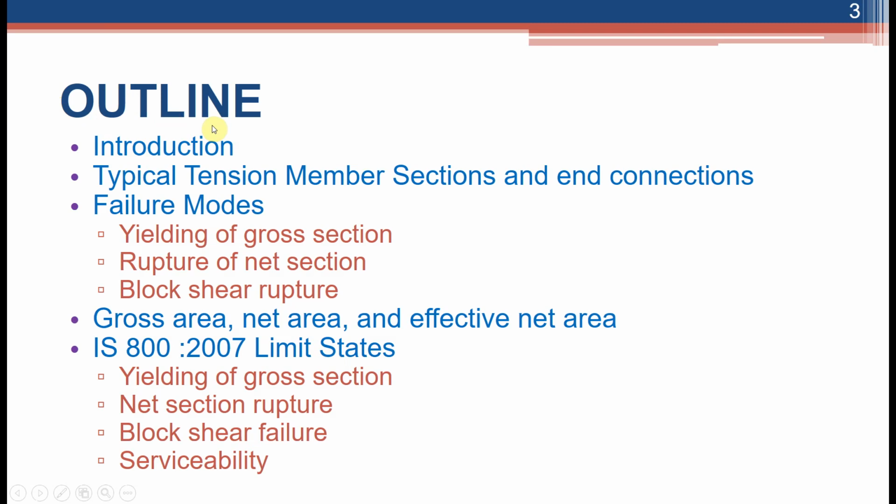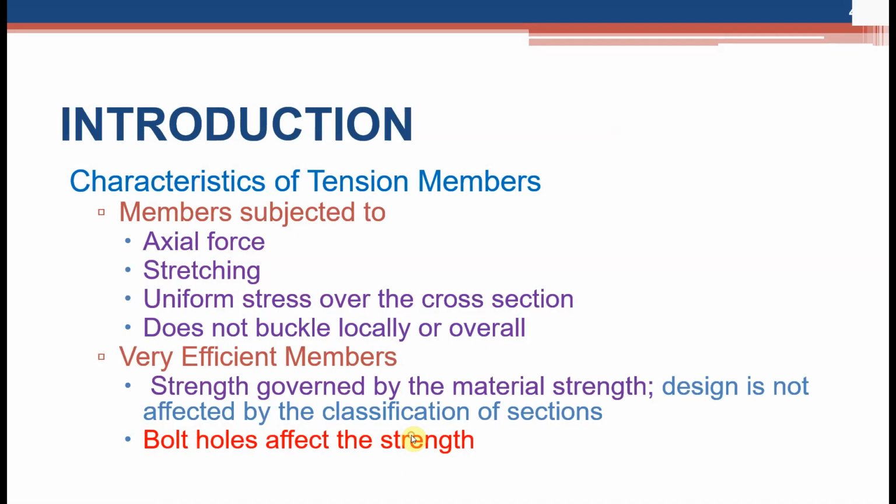So in the outline of today's lecture, we are going to study first the introduction, typical tension member sections and end connections. Then we are going to study failure modes. There are different failure modes of tension members under the action of tension: yielding of cross section, second is rupture of net section, and third is block shear failure. Here we are going to study the different concepts of gross area, net area, and effective net area. Similarly, we are going to study the IS 800 2007 limit states clauses: yielding of cross section, net section rupture, block shear failure, and serviceability.